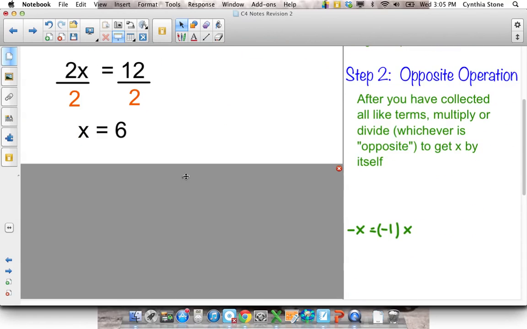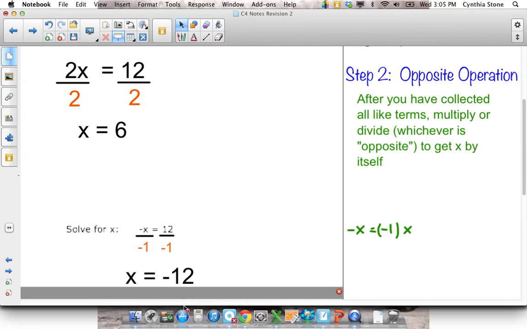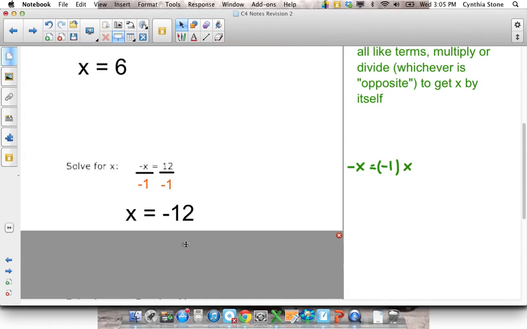Moving on. This is just a weird one. This is actually so easy, it's not funny, but it's one that gets kids a bit thrown off. When you have just negative x, or negative anything, equals 12, first of all, know that negative x is the same as negative 1 times x. So the 1 is implied. And so to get x by itself, you have to divide both sides by negative 1. Negative 1x over negative 1 is just x. 12 over negative 1 is negative 12.